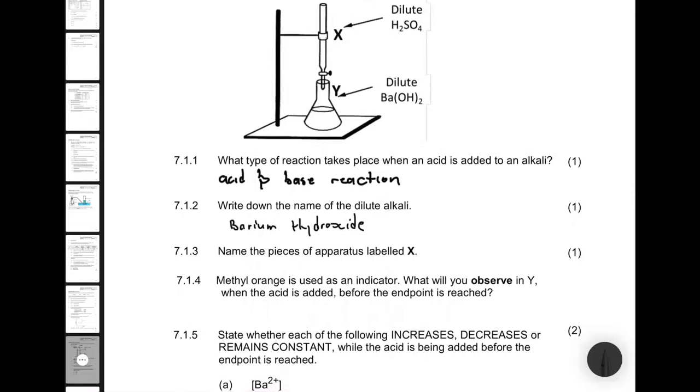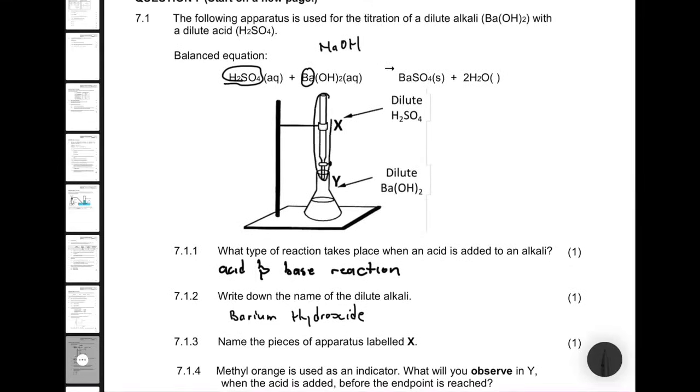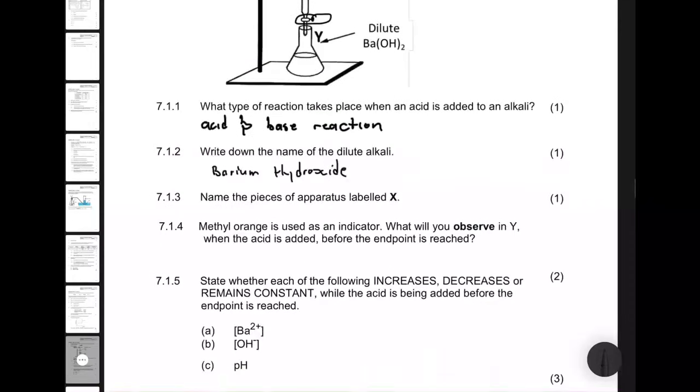7.1.3 says, name the piece of apparatus labeled X. You should be familiar with X at this point, right? X is a burette. It's essentially a glass tube with readings on it, and it has a turning plug here to control the amount you're putting into your beaker or whatever you're using. So for 7.1.3, we have a burette.